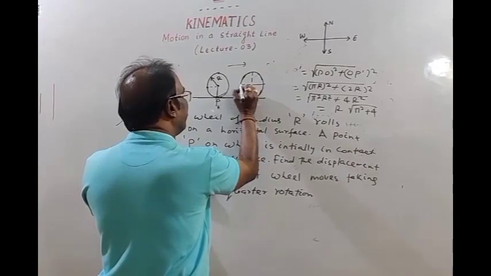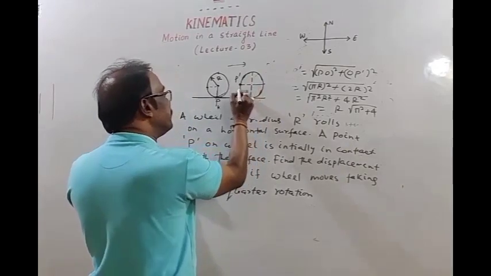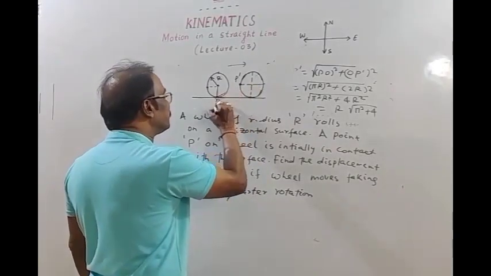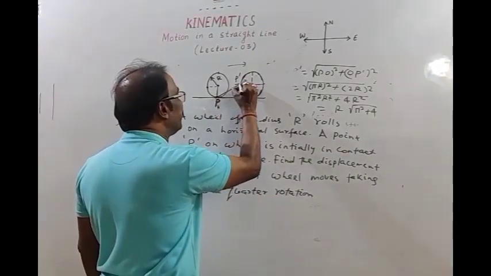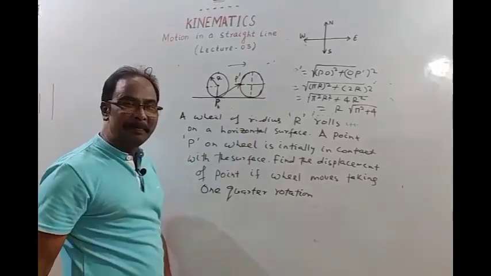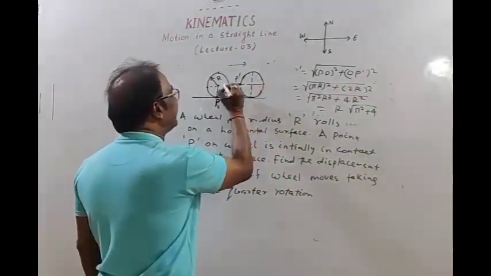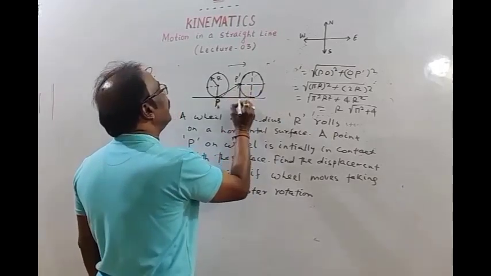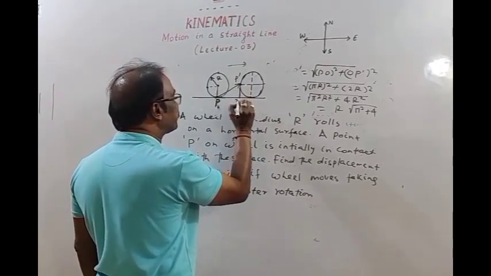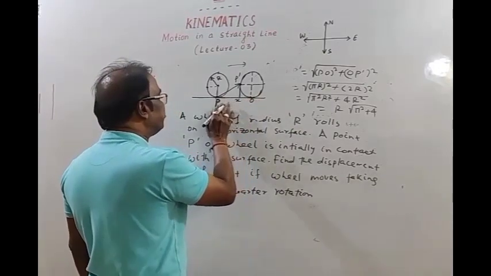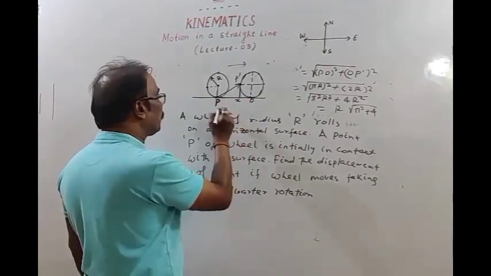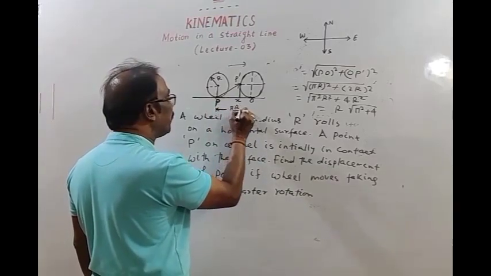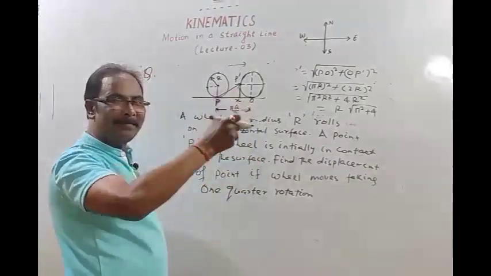Then point P has reached this point, making an angle of 90 degrees, it subtends an angle of 90 degrees at the center. So this is the original position, this is the final position. So the displacement is PP dash, we have to find it. Then the radius is r, draw a perpendicular. Let this point be any point, let's take X, this is O. Then after 1/4 rotation, the linear distance covered by the wheel is pi r by 2 per quarter circular path.